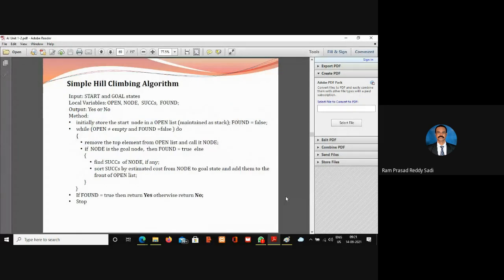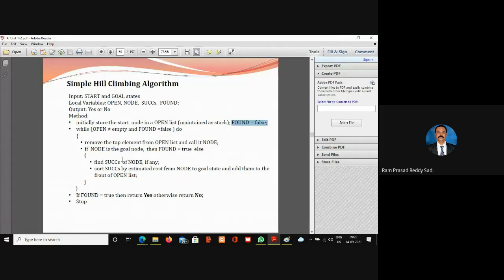Okay, and this is the algorithm for it. How does the algorithm go? Just as in the previous case, if you look at all the algorithms presented in these slides, they are more or less similar. The initial input is the start and goal states, the local variables, and then the output. The start node is placed in the open list, which is maintained as a stack, and the status of found is false. While open is not equal to empty and found is false, repeat this process.